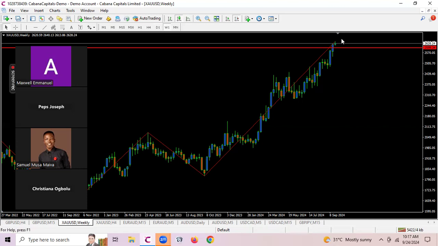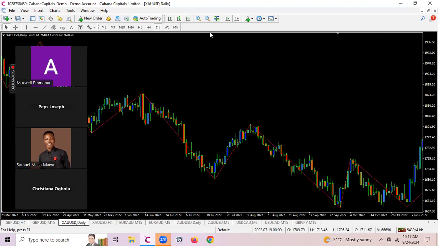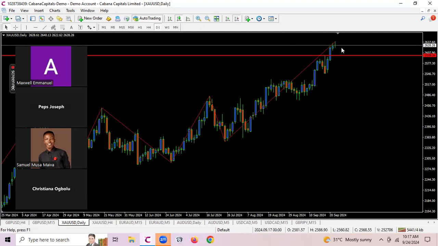Okay, so you should wait for price to pull back. So you can see what is happening on the weekly. Let's go down to daily. We have to work with the daily time frame as day traders. So you can see what is happening on the daily. Now, the previous candle closed as a spinning top. This is a bullish spinning top, right?